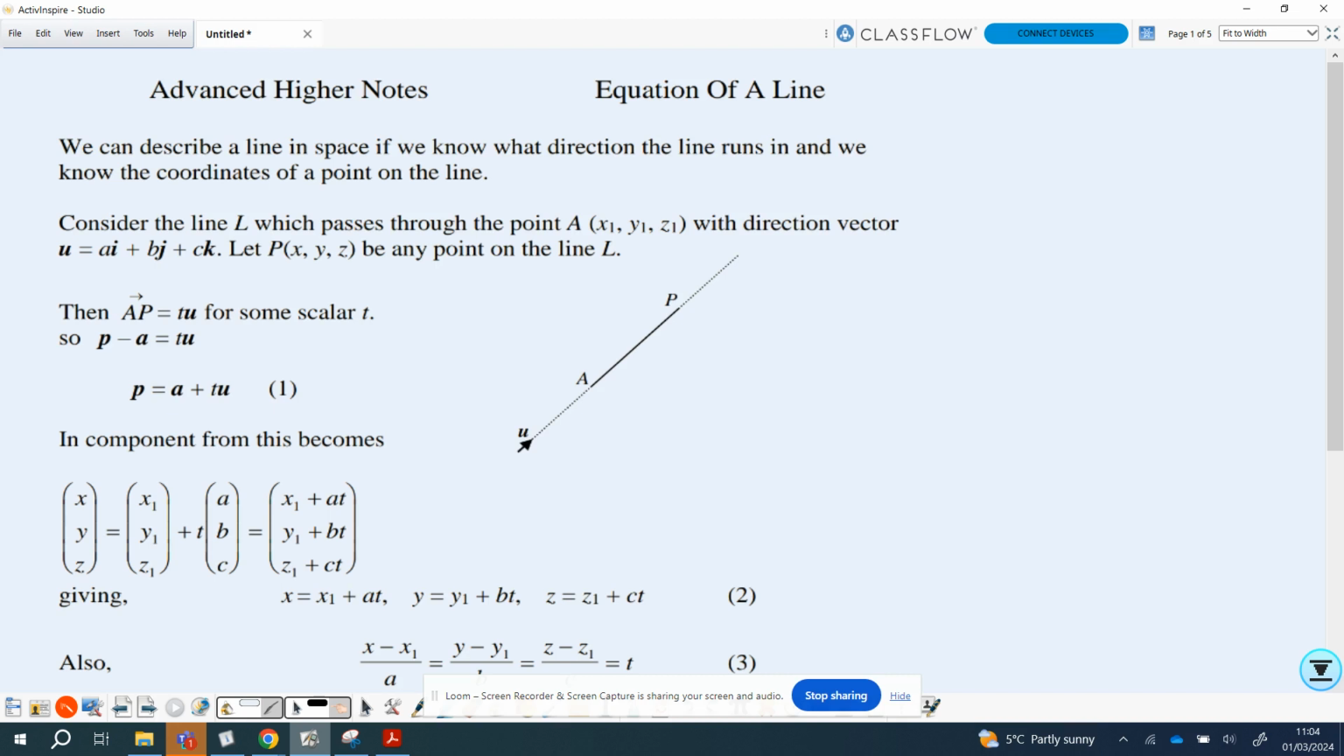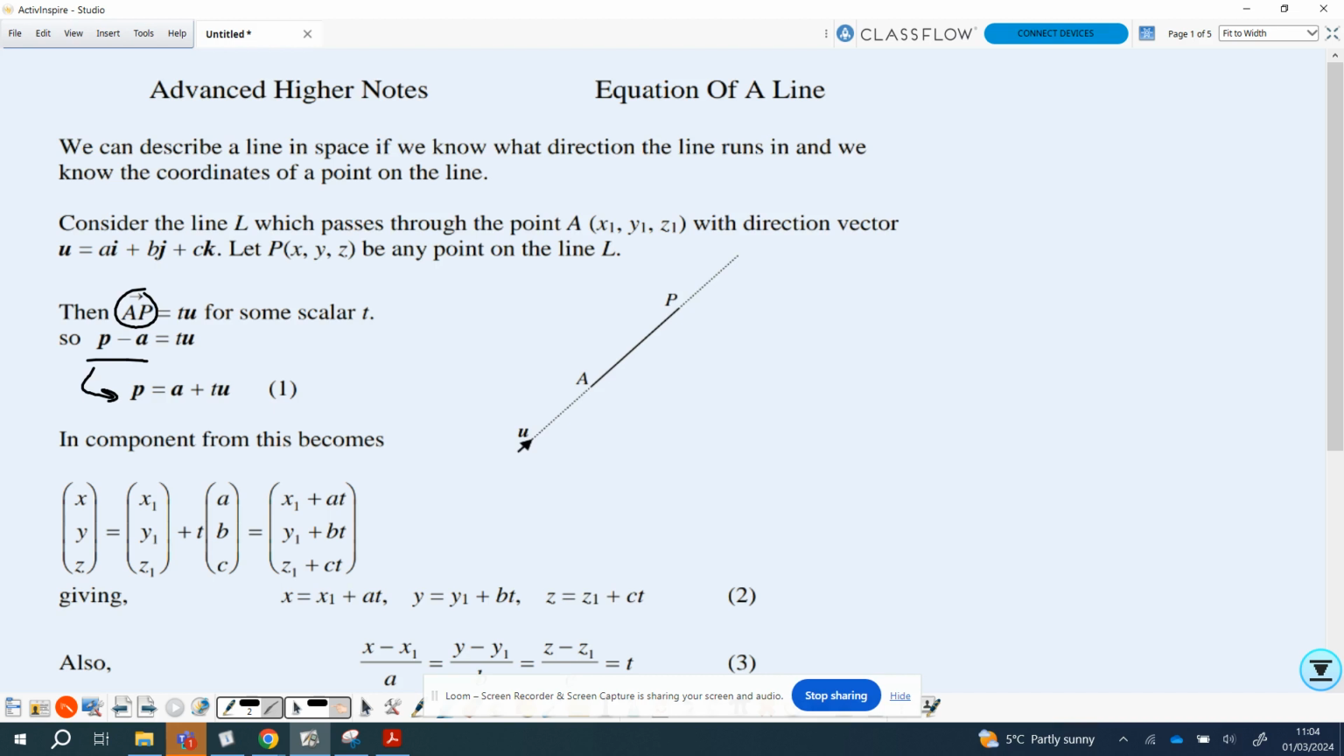So if I want to go from A to P, then basically I'm travelling along my vector u for some distance t, where t is a scalar. Now, from National 5, you would see that to work out A to P, we get the P vector subtract the A vector, and therefore if I rearrange that slightly, I end up with my vector P equaling the vector A plus the parameter t multiplying my vector u.